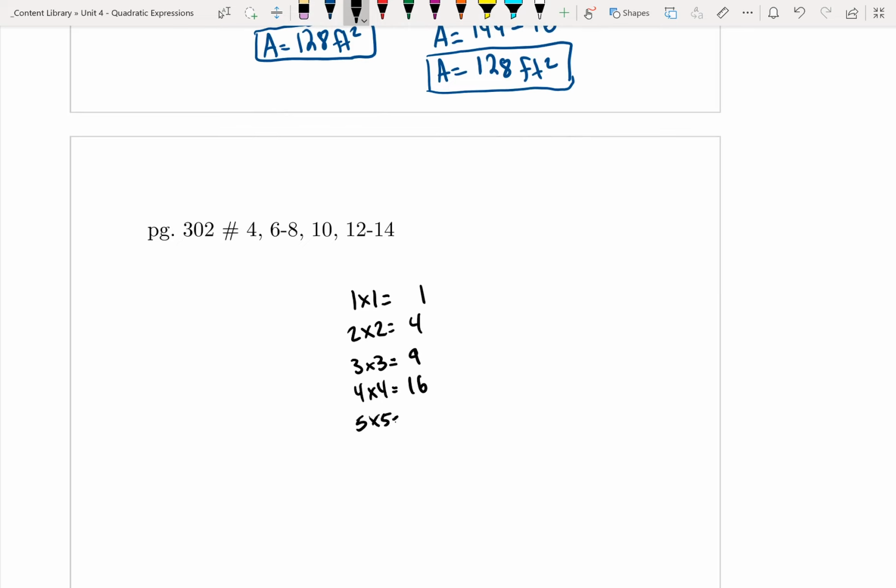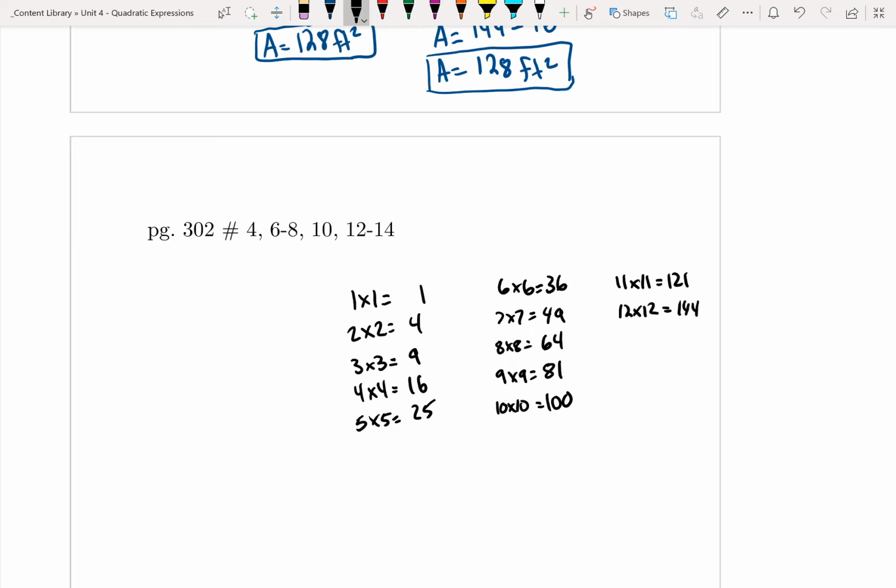5 times 5 is 25. 6 times 6 is 36. 7 times 7 equals 49. 8 times 8 equals 64. 9 times 9 is 81. 10 times 10 is 100. We have 11 times 11, which equals 121. And we have 12 times 12, which equals 144. So these are the key ones to look out for.